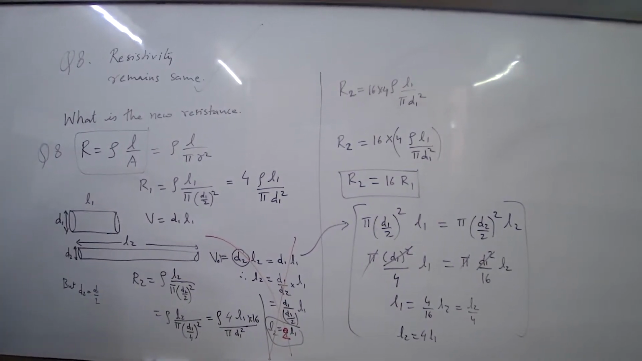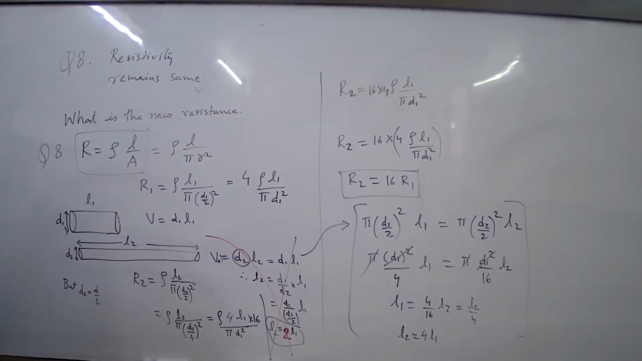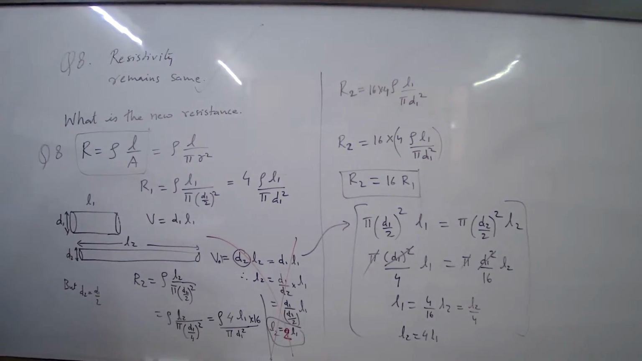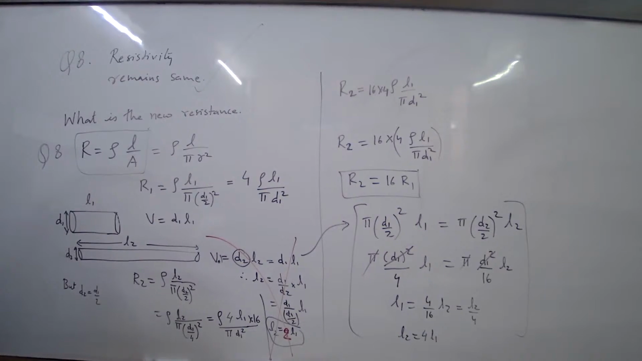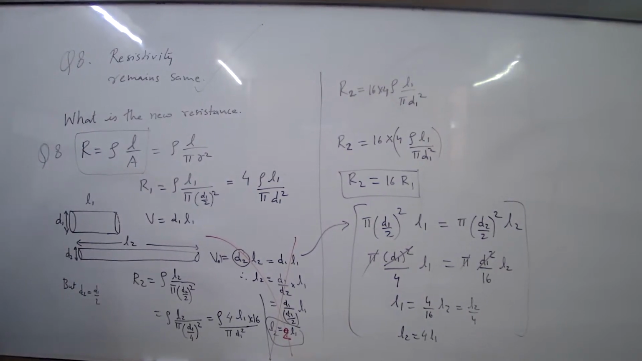Then 14 into 10... Yeah, I asked her to read. Yeah, 1 into 10 raised to the power minus 6 ohm centimeter. Ohm is the unit of resistance, it's Greek omega, capital omega. So read ohm centimeter. Okay, next: 48 into 10 raised to the power minus 6 ohm centimeter.